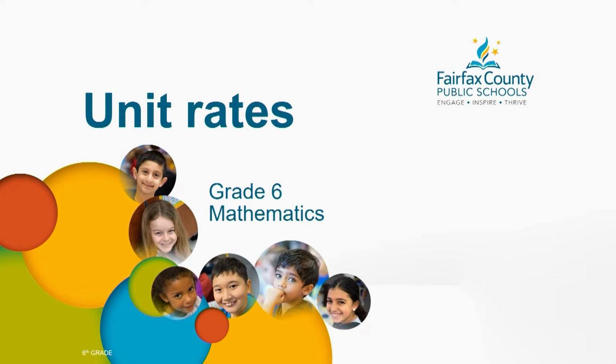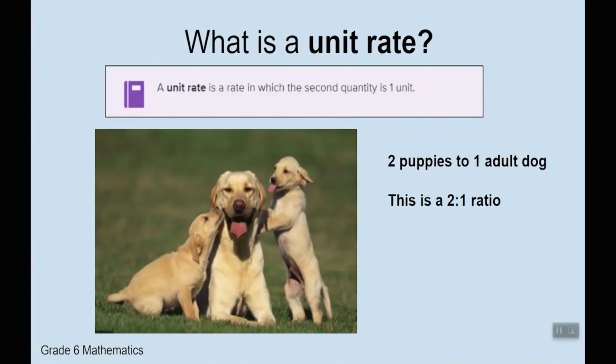I bet you're wondering what a unit rate is. Great question. A unit rate is a rate in which the second quantity is 1 unit. The picture of these dogs is an example of a unit rate. In the picture, you might notice that there are 2 puppies and 1 adult dog. We could describe the relationship between puppies to adult dogs as 2 puppies to 1 dog. This is an example of a unit rate because the second quantity, the adult dog, is 1. The rate of puppies to adult dogs is 2 to 1.